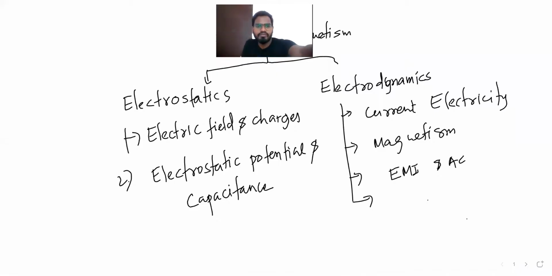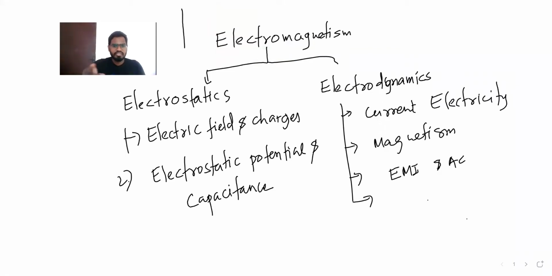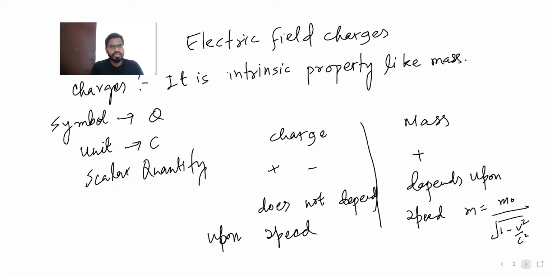So electromagnetism, electrostatics, electric field and charges, you can write this way. The first chapter of class 12 is electric field and charges. So two parts are there, electric field and charges, right? Of course we'll have to know both the things, electric field as well as charges. So first we'll learn properly about charge, because the whole class 12th is completely dependent upon charge.